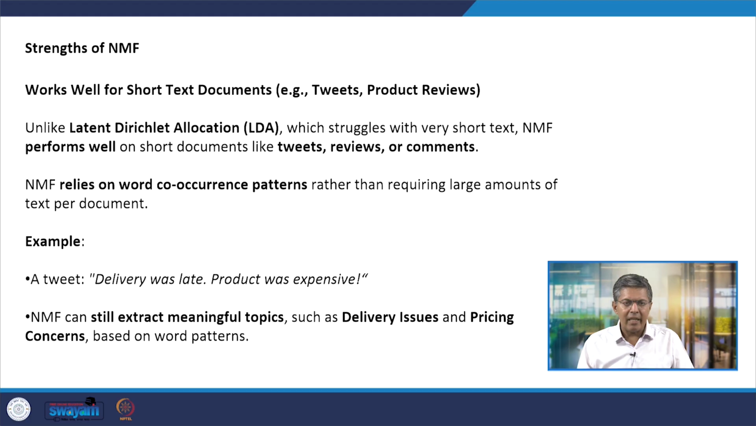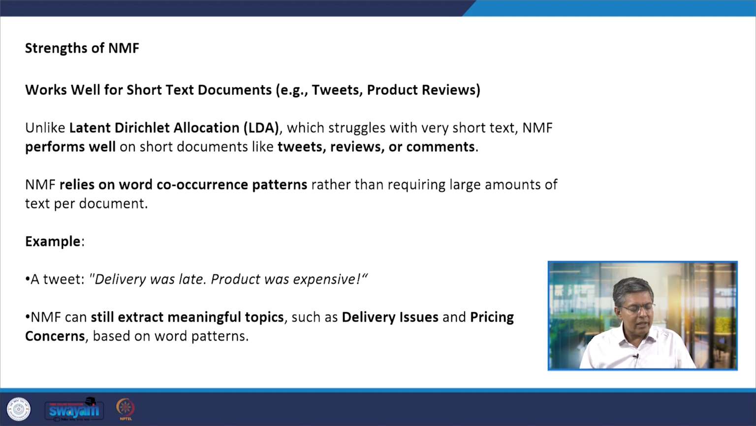So, what are the strengths of NMF? When we did LDA, LDA also had some strengths and weaknesses, and one of the weaknesses was that it was not working well for short texts, if you remember that. But NMF, on the other hand, works well for short text documents like tweets, product reviews and all. Unlike LDA, which struggles with very short text, NMF performs well on short documents, and NMF relies on word co-occurrence patterns rather than requiring large amounts of text per document. In LDA you were requiring a large amount of text per document, that was another challenge. Here you do not require that.